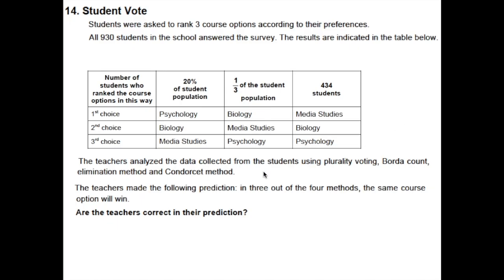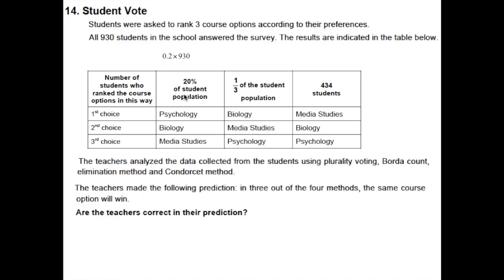Teachers analyzed the data collected from the students using plurality voting, Borda count, elimination method, and Condorcet method. The teachers made the following prediction. In 3 out of 4 methods, the same course option will win. Are the teachers correct in their predictions? Let's look at the 4 methods.